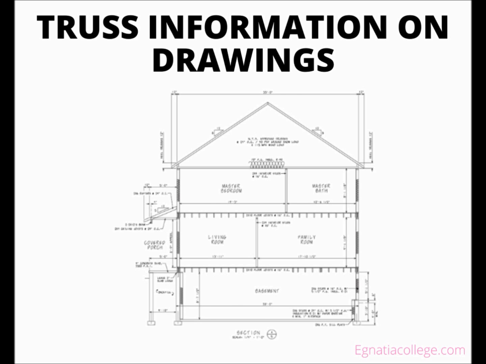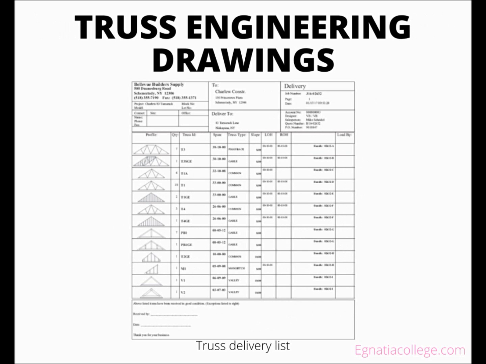Truss engineering drawings. To see what the engineered trusses are, refer to the truss drawings from the engineer. These usually include a delivery sheet showing all the types of trusses used in the building. This sheet usually shows the following information. Profile, a small drawing showing the basic shape of the truss.